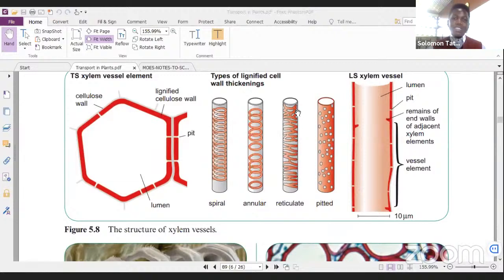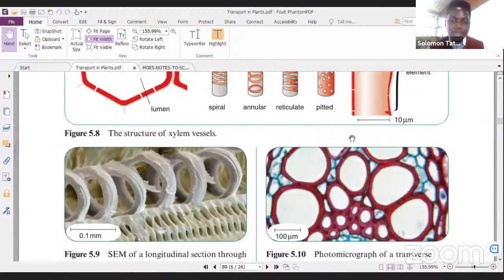Someone is asking how the Casparian strip is overcome. We explained that one. Someone, type the explanation in the chat for Sam. Sam is asking that question. Please, someone type the explanation that we said.